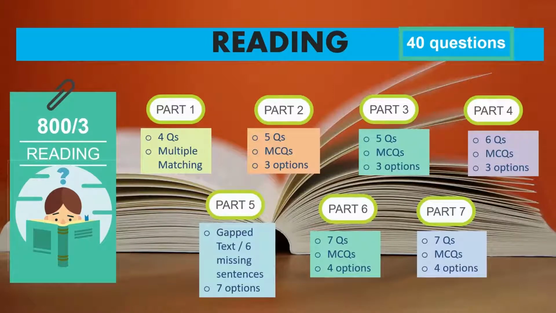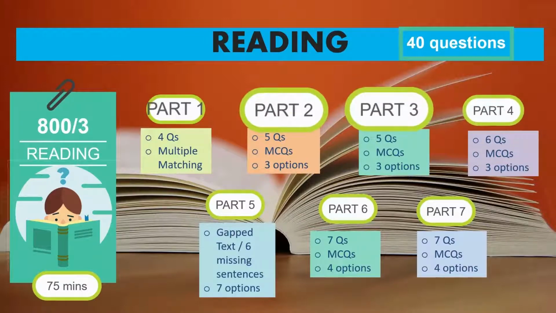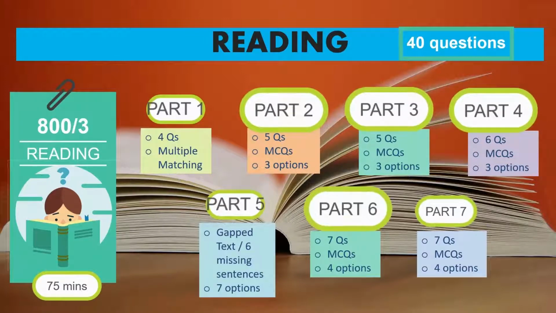In the reading component, there are 40 questions that you need to answer in 75 minutes. As you can see, there are 7 parts altogether for you to answer. And there are a lot of multiple choice questions. Be careful, it might be tricky in the reading component.